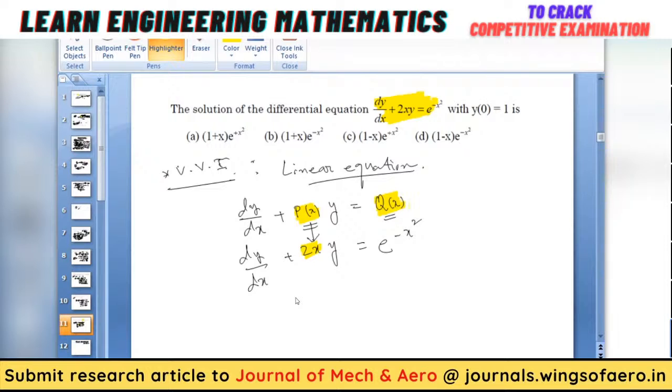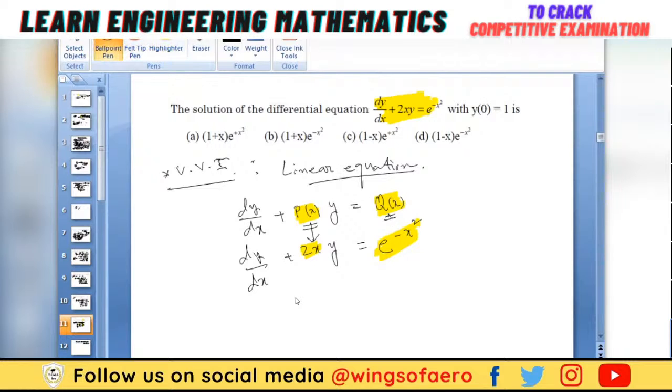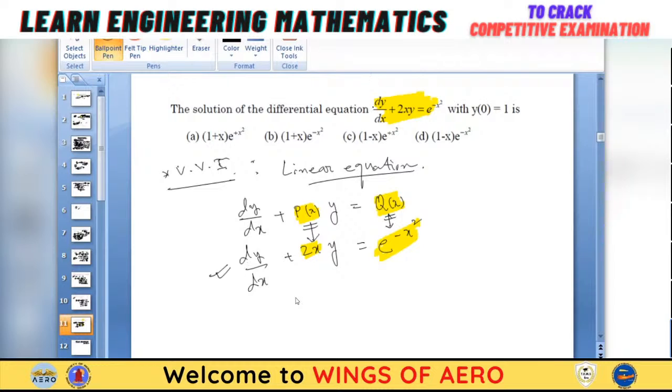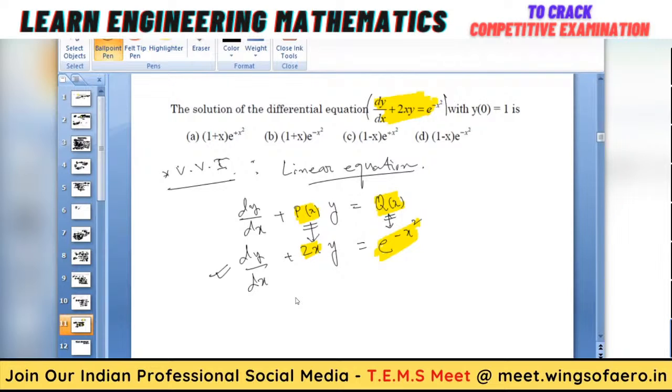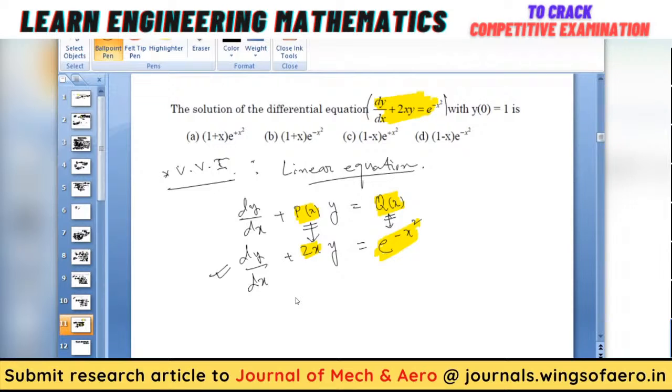On the right hand side, the Q(x) function is this entire function, e to the power minus x square. Obviously it matches with the linear equation, so we can say this is a linear differential equation. It is a special form of first order first degree differential equation, and there is a particular solution type also. You don't have to solve this linear differential equation by using the previous rules. It will be difficult for you.